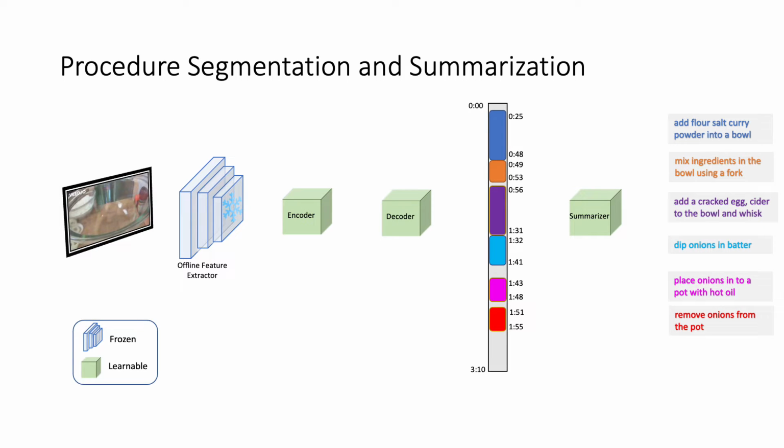The general pipeline is to extract the video features offline and learn the procedure segmentation via encoder-decoder network. Finally, a conditional language generation module called summarizer is used to summarize the segments.